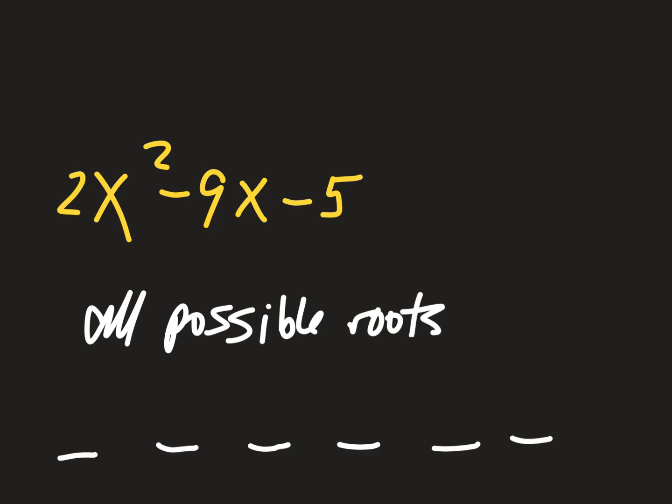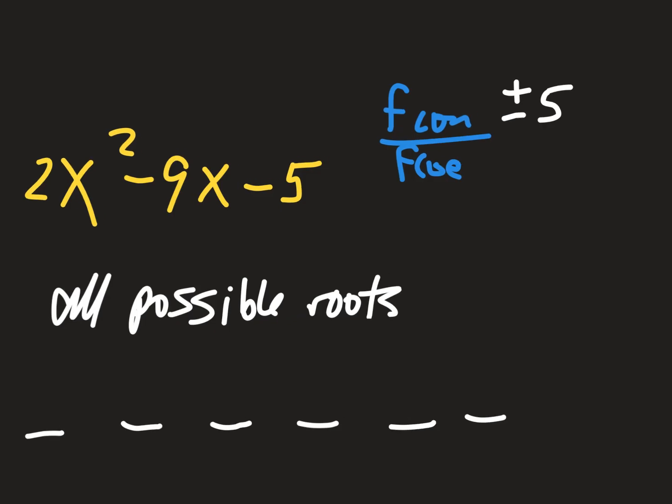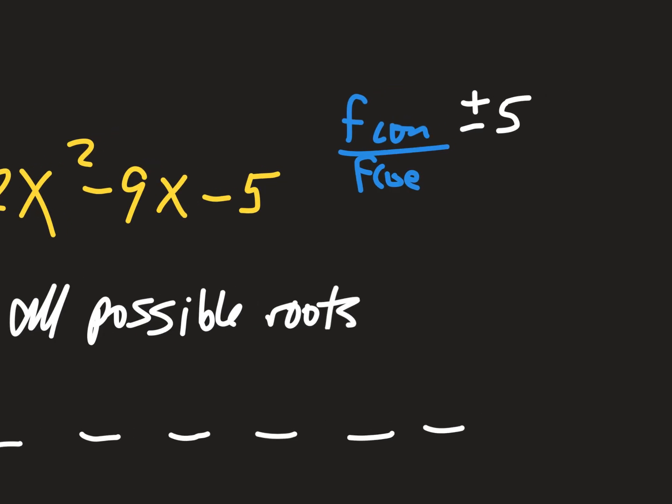Hadley, what's that little formula you gotta know for this? F. Very good. What are the factors of the constant? Plus and minus 5. Would you agree with that? And then 2 goes into 5? 1. There's more factors of the constant. There you go, and 1. I'm just going to put it like that. Plus and minus 5 and plus and minus 1.